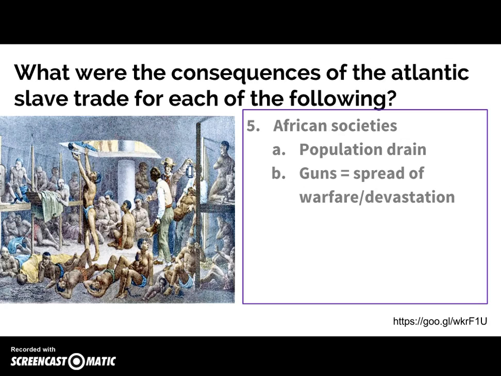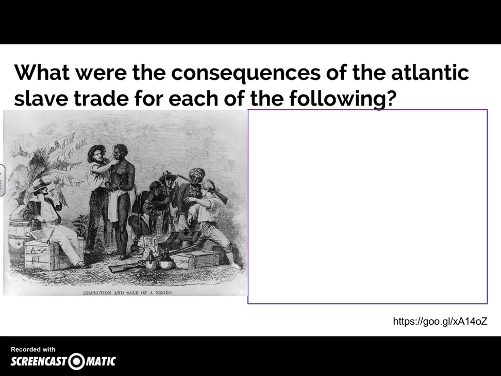Another consequence is the spread of guns, which also helped with the spread of warfare and devastation in Africa. Remember, the slave traders were bringing guns as one of the goods that they would trade in order to get African slaves. And with the prevalence of guns increasing in Africa, that led to more war and devastation among the people of Africa.